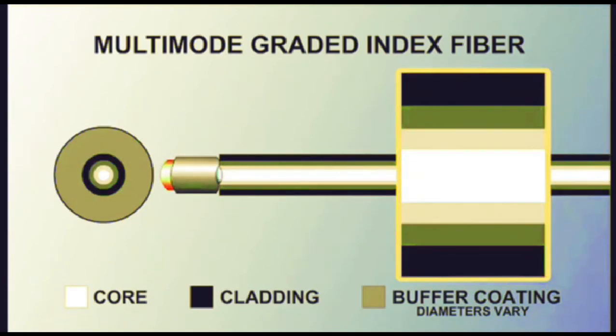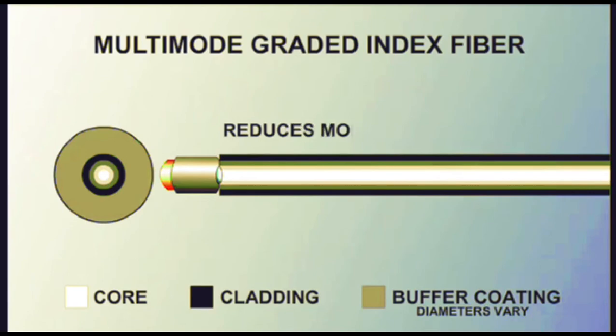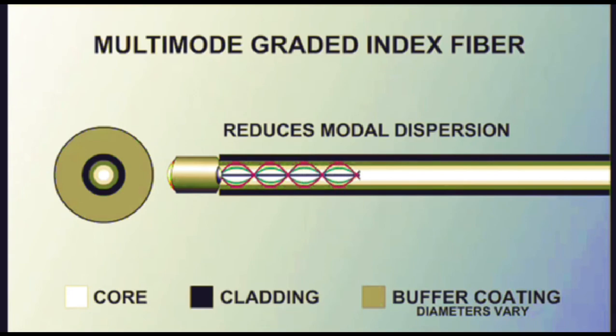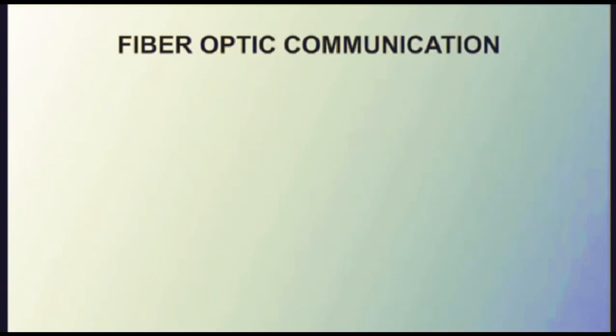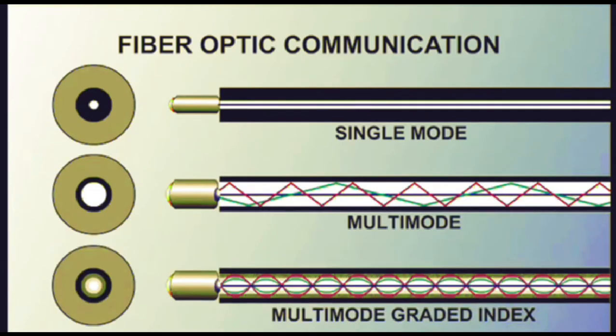The higher the refractive index of a medium, the slower the light waves will travel. Therefore, this design reduces modal dispersion by allowing light waves in the outer regions of the core to travel faster than those in the center of the core, causing them to reach their destination simultaneously. This reduces signal loss.